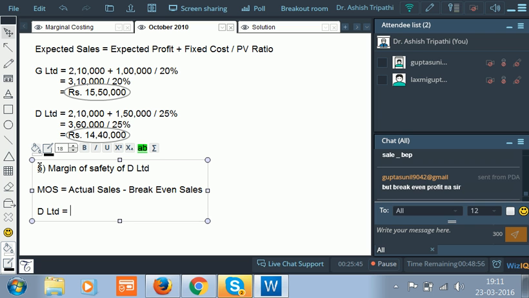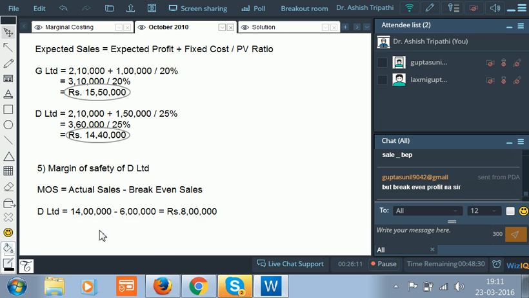Break-even profit. I'll come back to you, Sunil. I'm not getting what you are trying to ask me. Let me finish this. Actual sales is how much? 14 lakhs. 14 lakhs minus break-even sales. Break-even sales is 6 lakhs. So if we calculate this, we will get rupees 8 lakhs. So this is how we were able to calculate the margin of safety for D limited.